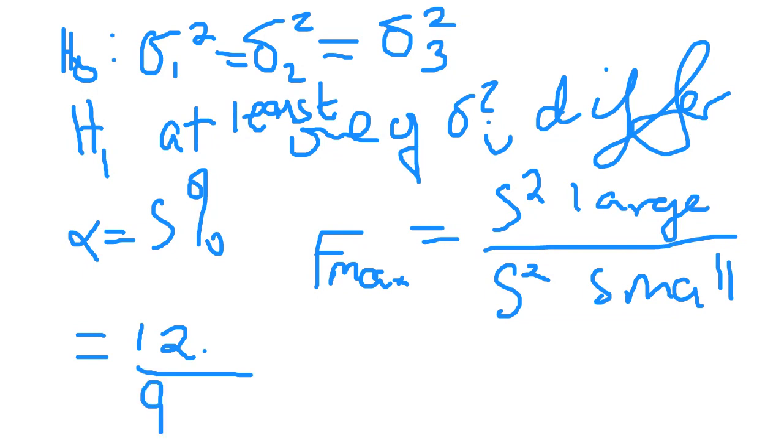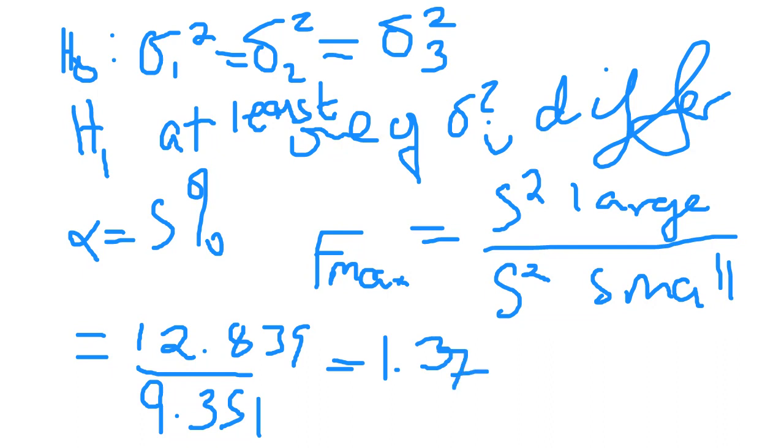12.839 divided by 9.3571. 839 divided by 9.3571. 3.51. You are getting what, leadership? 1.372. 1.37. Confirmed by leadership there.